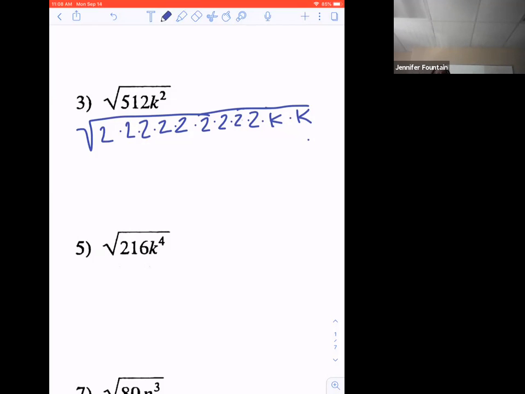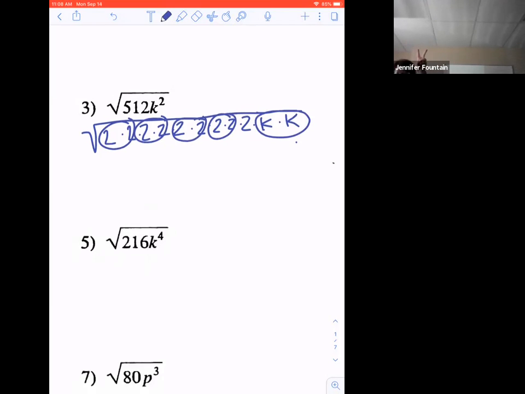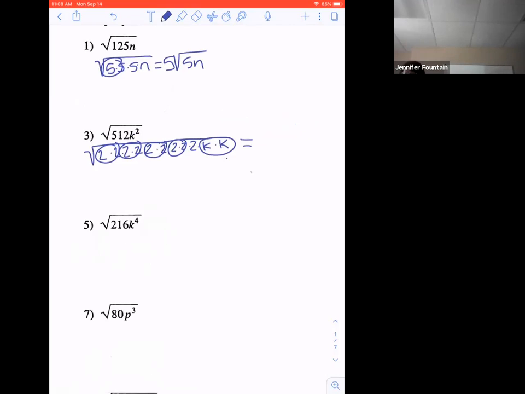All right, so we've done step 1. We've listed our prime factors. Step 2, look at the index, determine our buddies. So there's a group there and a group there and a group there and a group there. And I can buddy up my K's. I have 2 K's. So how many groups of 2s do I have? 4. I have 4 groups of 2.